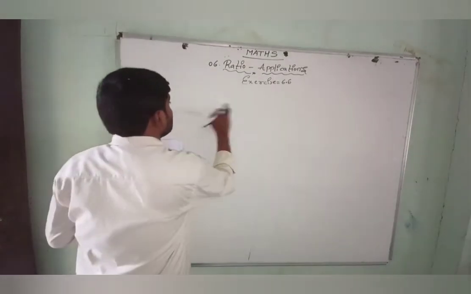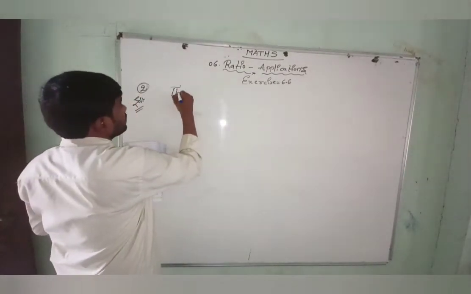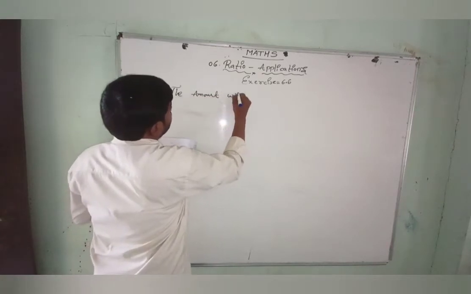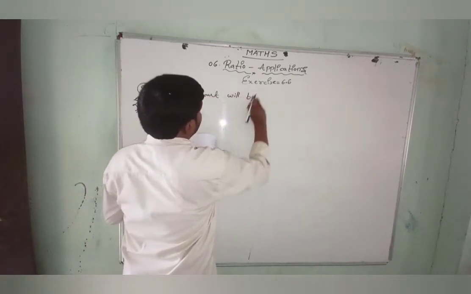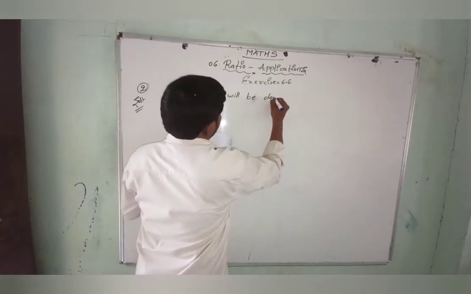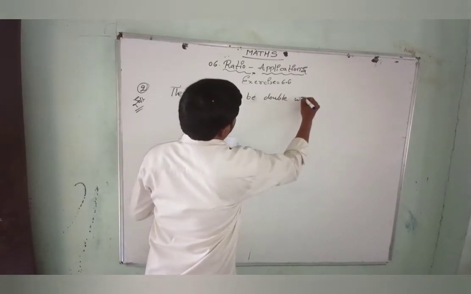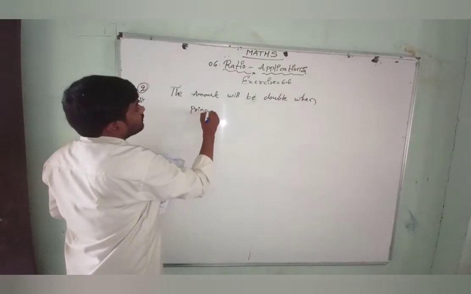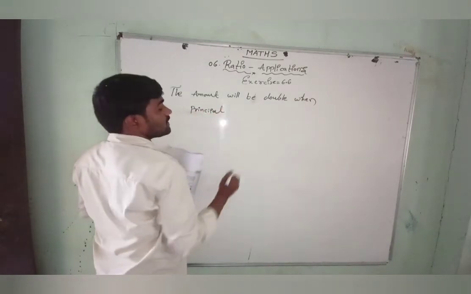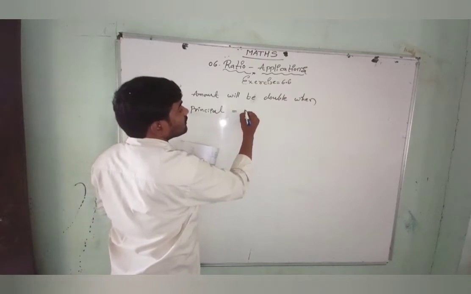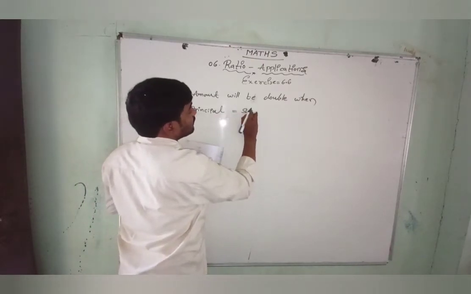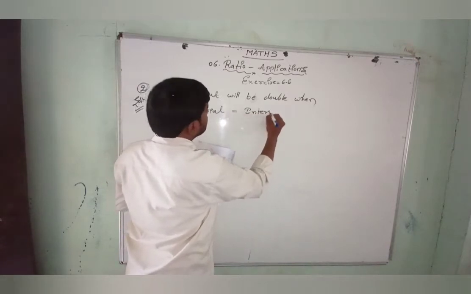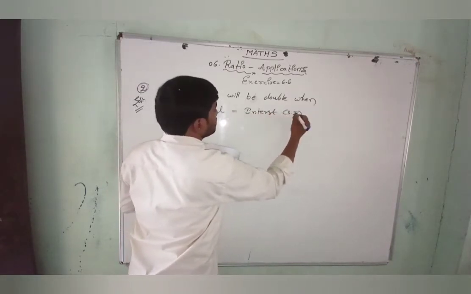The amount will be double when principal is equal to interest. Principal is equal to interest is nothing but here simple interest.